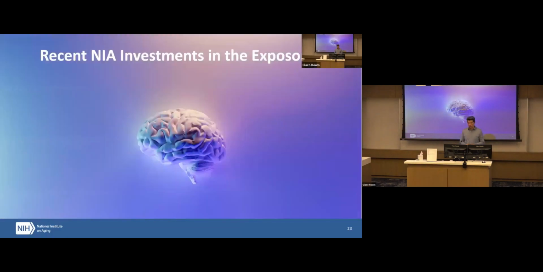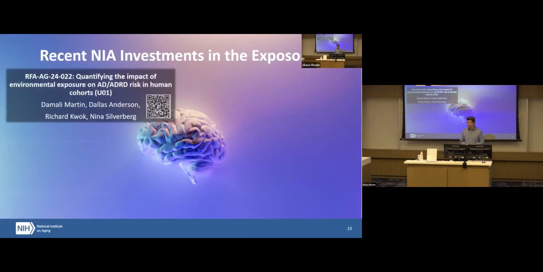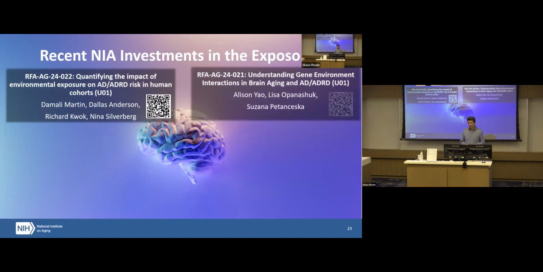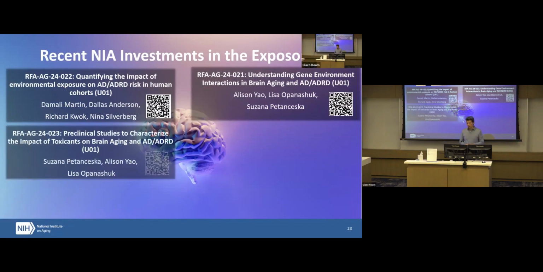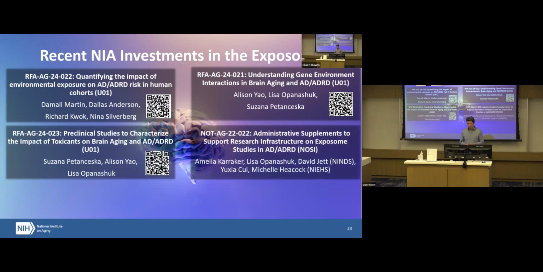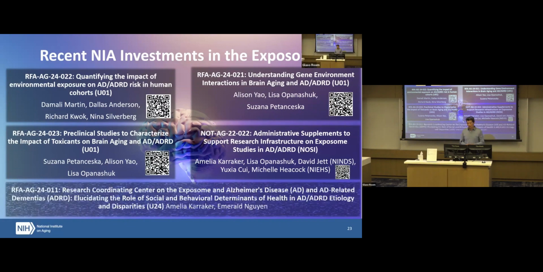So we have had a number of investments in the exposome recently, and these are just some RFAs that have recently come up. You can scan the QR codes to read more about them, and we work closely with Damali Martin and Dallas Anderson in these efforts, but also with Suzanne Haneska, Alison Yao, Amelia Carricker, Emerald Schwinn, and Dave Jett at NIEHS, and Michelle Beacock at NIEHS, in terms of funding a lot of these opportunities.